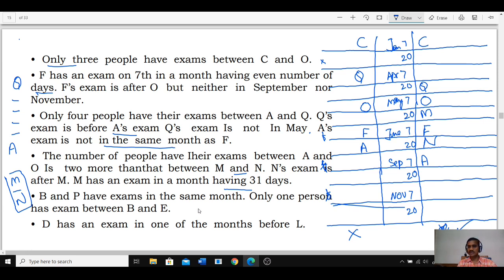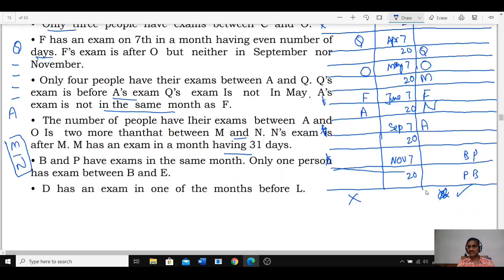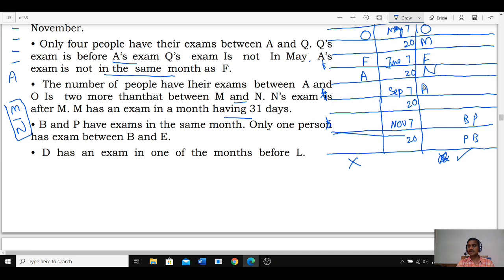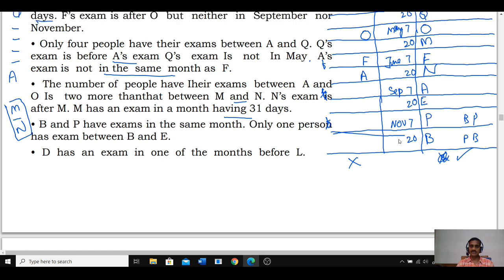ఇక్కడ M ఉంటే N must be at this place. M and B and P have their exam in the same month. B and P same month అన్నాడు. B and P same month ఇక్కడ ఉండే ఛాన్స్ లేదు, ఇక్కడ ఉండే ఛాన్స్ కనుక B ఇక్కడ ఉంటే P ఇక్కడ, P ఇక్కడ ఉంటే B ఇక్కడ. B and P in the month of November. Only one person between B and E. B and E మధ్యలో 1 ఉంటే ఇక్కడ B ఉంటే November 7th B ఉంటే అప్పుడు E and A must be in the same place, not possible. Hence B is at this place and E is here and P will be here. The last three persons E, P and B.